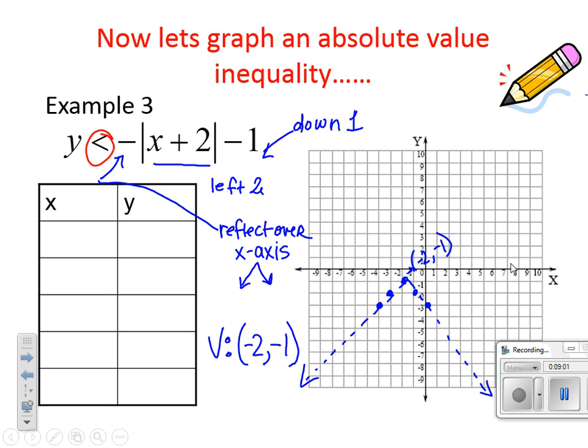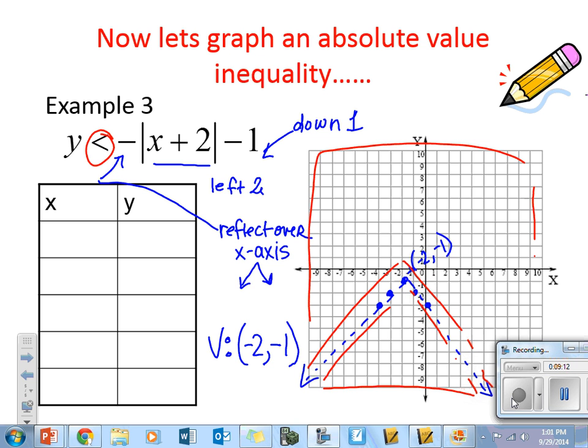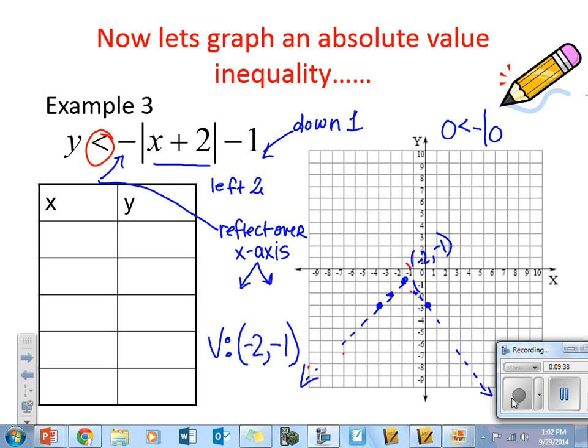Now, same thing for this graph. I have a shaded region. Notice there are 2 regions. There's one here, and then there's one out here. And so we have to figure out which region is going to be the true region. So what we do is we plug in any point. I always like to use 0, 0 just because 0 is so easy to work with. So I'm going to plug 0, 0 back into the original. 0 is less than negative absolute value of 0 plus 2, minus 1. 0 plus 2 is 2. The absolute value of 2 is 2. Times a negative is -2. Subtract 1 is -3.